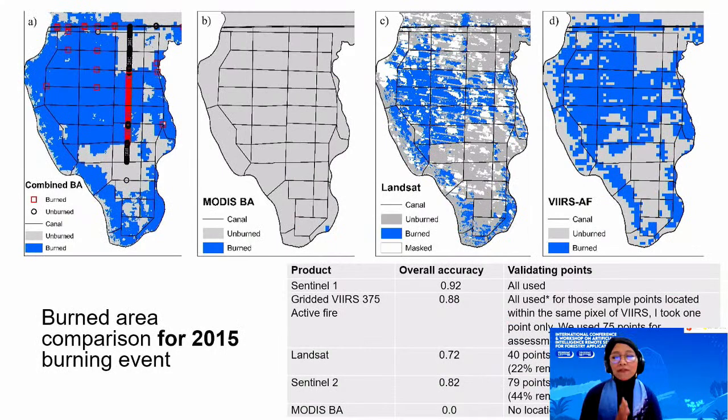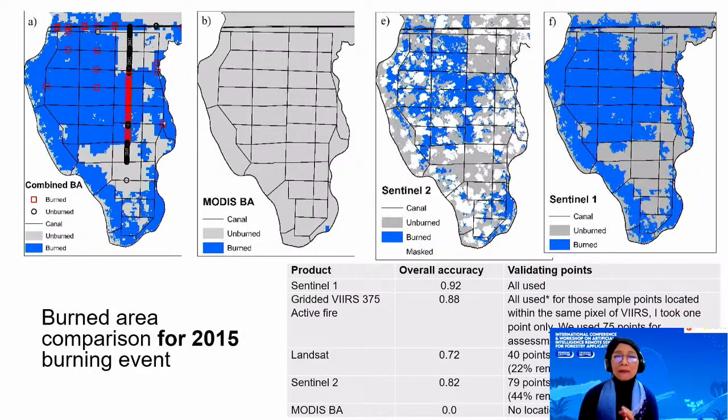In 2015, combined detection derived from passive sensors MODIS, VIIRS, and Landsat still missed about 37% of the total area burned. The addition of VIIRS active fire and Landsat drastically improved upon the MODIS burn area product, since it barely detected the 2015 event. Next slide.